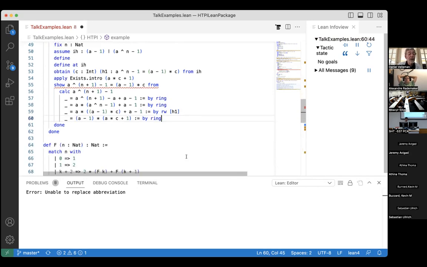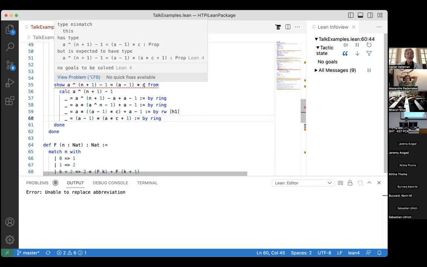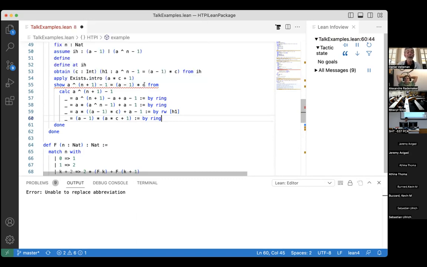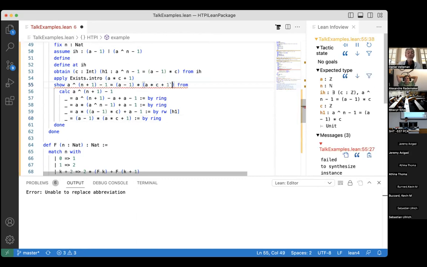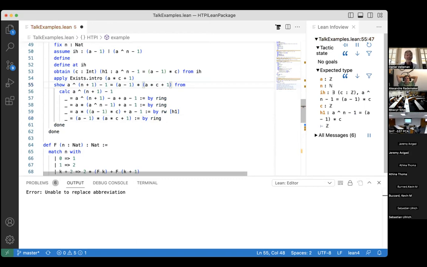Did I type this right? I typed the wrong thing here. So Lean is complete. That wasn't what I was supposed to prove. I was supposed to prove a times c plus 1 here. Now all my red squiggles are gone. And so there's the complete proof.